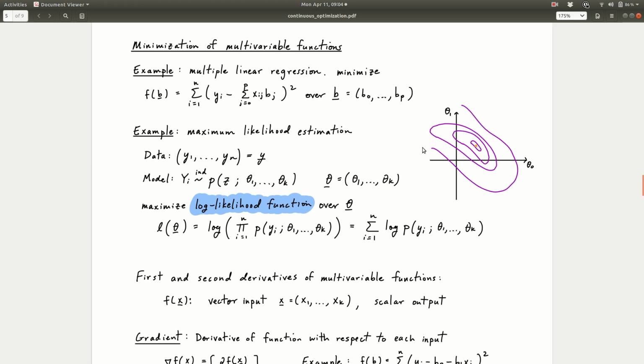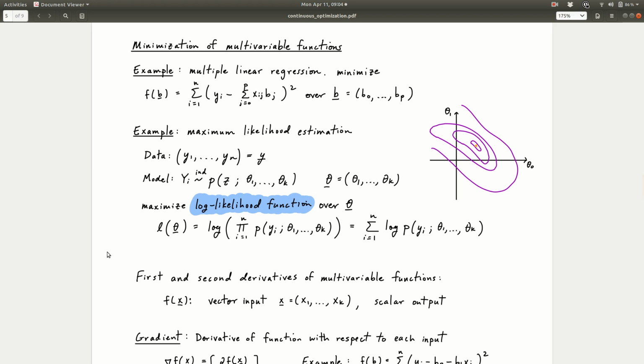So just to show this in a picture, here's a case where we have two parameters. The log likelihood function might look something like this, where this is the maximum here. And of course, you can always turn this into a minimization problem. If you want to maximize the log likelihood, you just want to minimize the negative log likelihood, which is usually how it's done in practice.